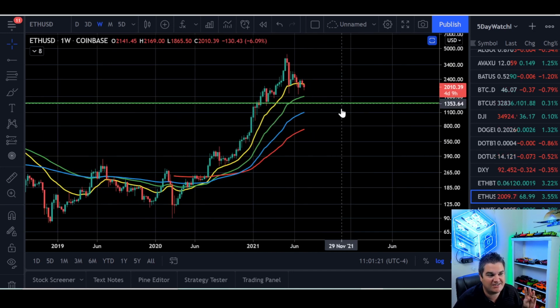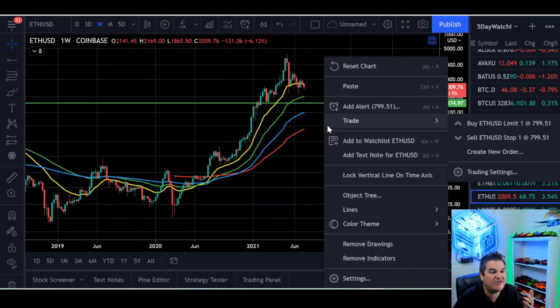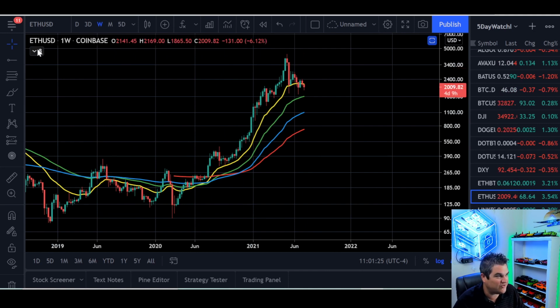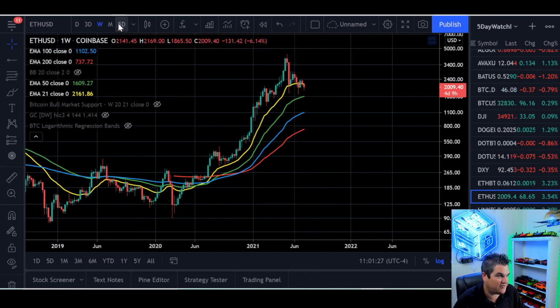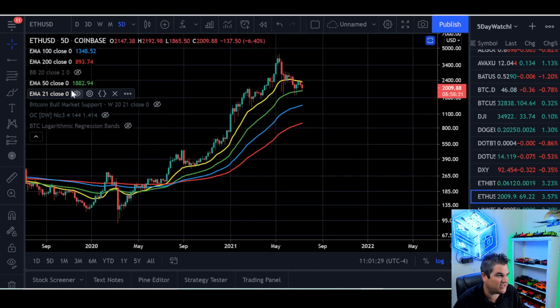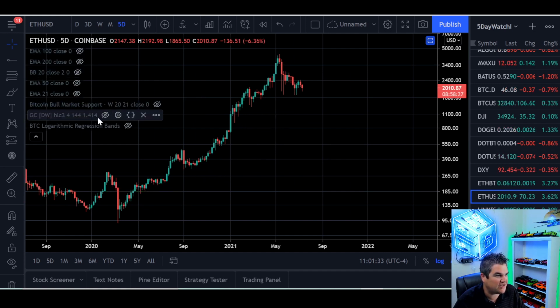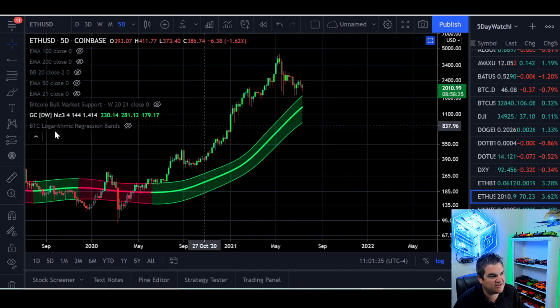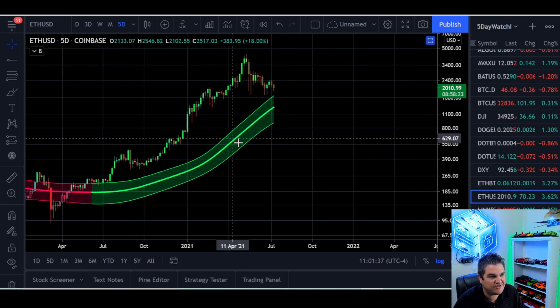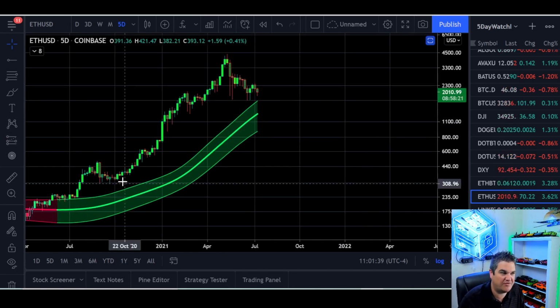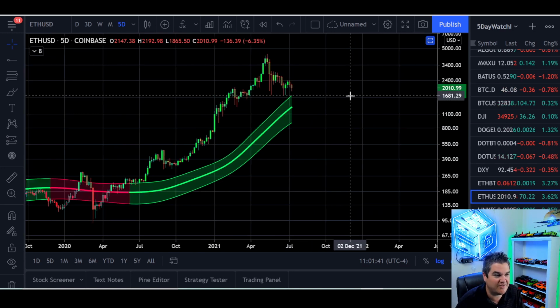If you have any questions on this, want to see something else, hey, we could look at the Gaussian Channel for those of you that are still with me. 5-day. You want to use the 5-day on the Gaussian Channel. Let's get off our moving averages. And we don't need those. Gaussian Channel, this gives you an idea of the power of the move that Ethereum did this year. We're not even to the Gaussian Channel yet.